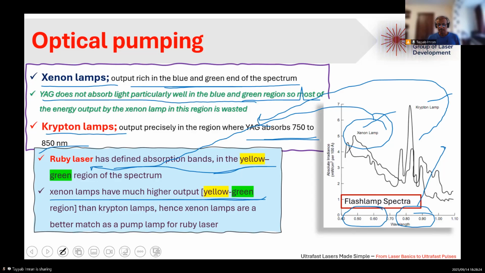Okay, and the absorption band, if you see the absorption band for the YAG, for the ruby, for other, it will show you that this portion it can absorb the light, and this portion it can absorb the light, and you use that kind of pumping source to have effective pumping. Otherwise, useless pumping.